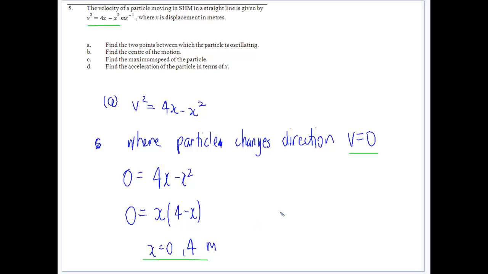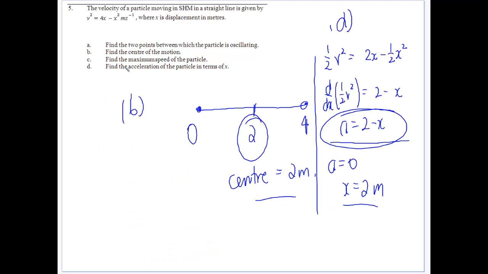So it's starting there at 0 and moving to a point at 4. Because it's simple harmonic motion, it'll move backwards and forwards between those two. So the center of the motion, the center between 0 and 4, is 2. That's not too hard to find, because it's got to be right in the middle.